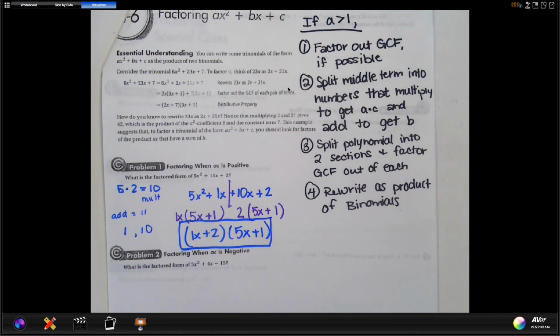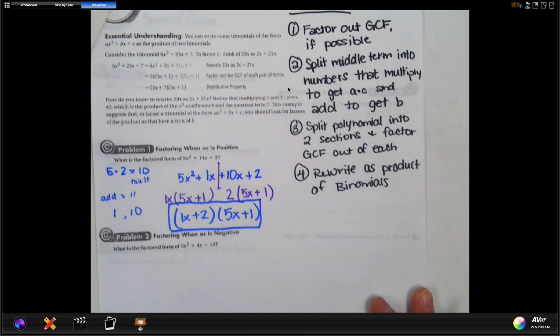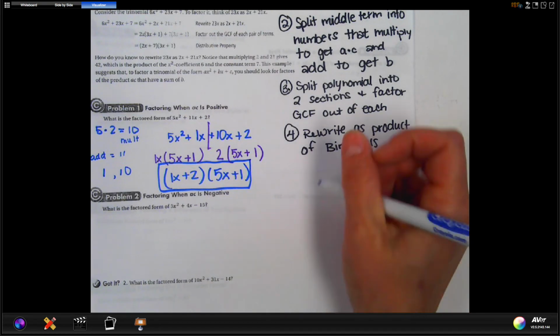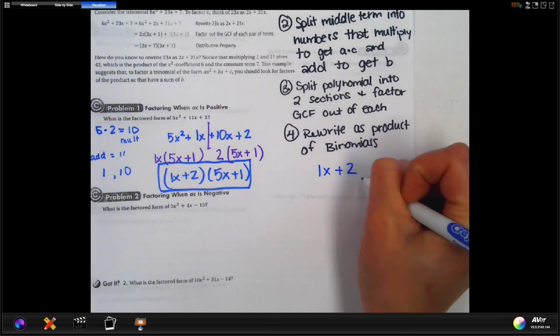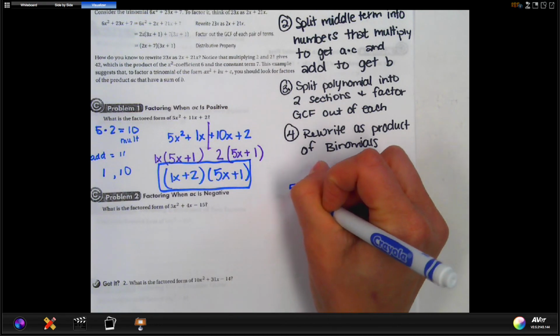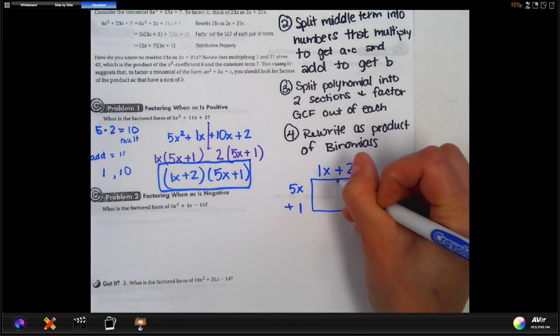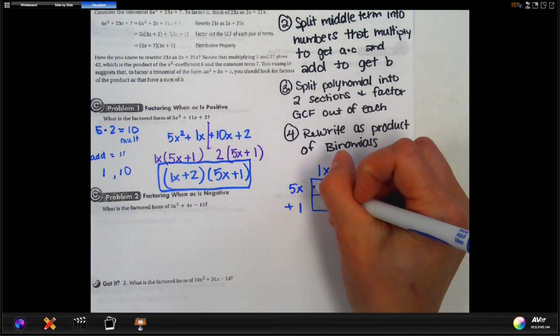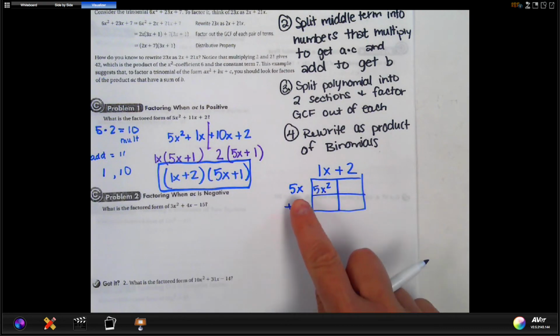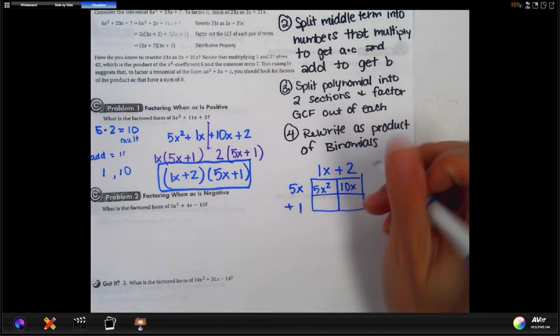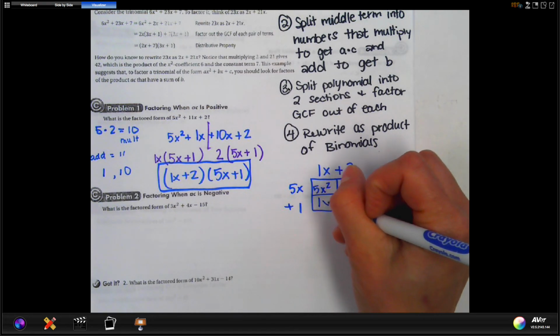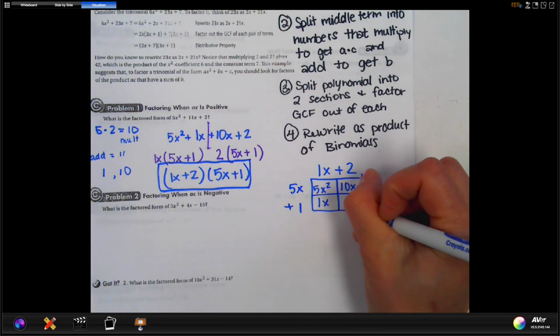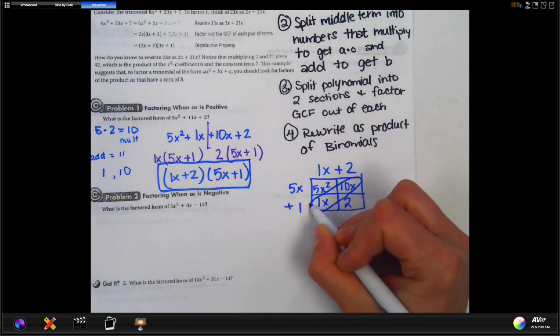Okay? And how would you check it? Use the box. That's right. Use the box method. So just to show you how to check it here, if I were to do this, 1x plus 2 by 5x plus 1, then I should end up with this original one. So 5x times 1x is 5x squared. That's good. We need that, right? 5x times 2 is 10x. 1 times 1x is 1x. And then 1 times 2 is 2. If I add the diagonal like terms here, what do I get?